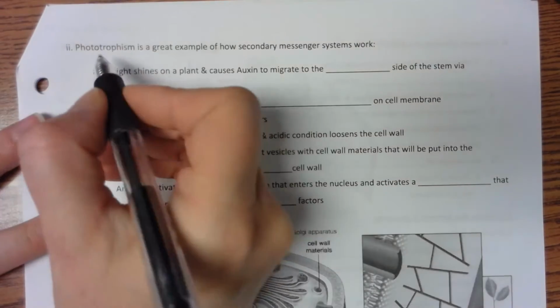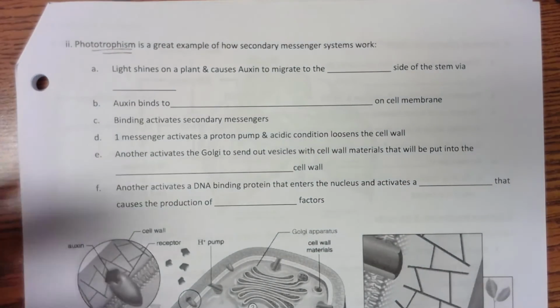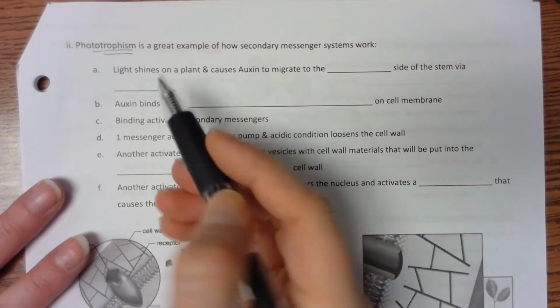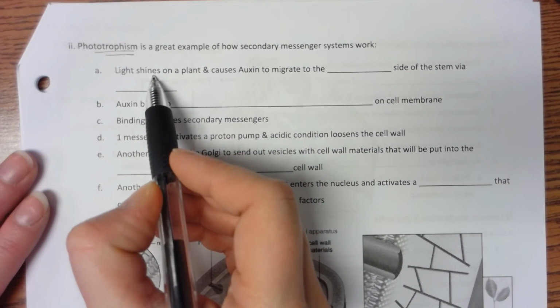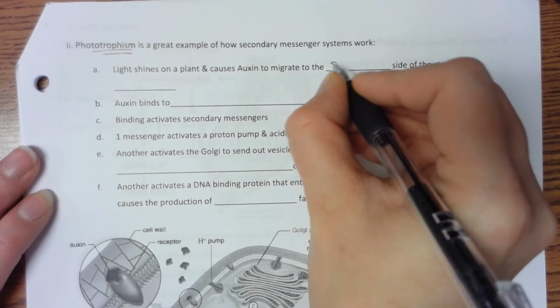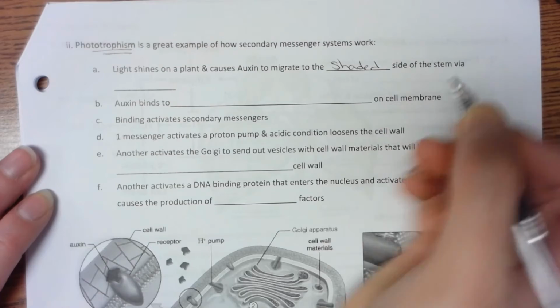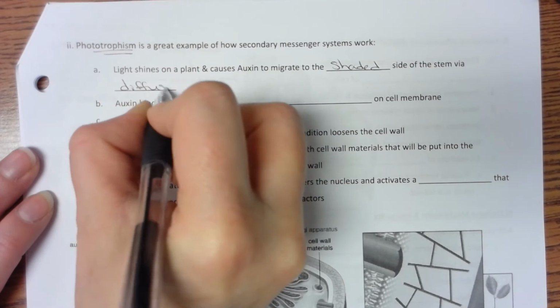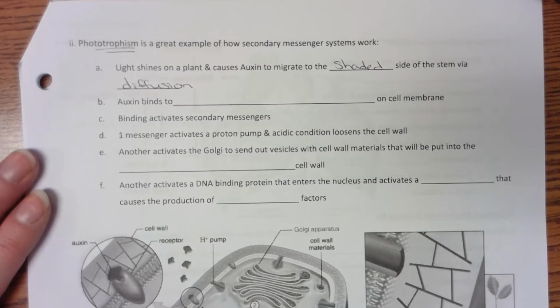Okay, so phototropism is actually a great example of how a secondary messenger system works, because it's going to use auxin and then use other molecules to create growth in our plant. The very first thing that has to happen is light shines on the plant, and that causes auxin to migrate to the shaded area of the plant via diffusion.